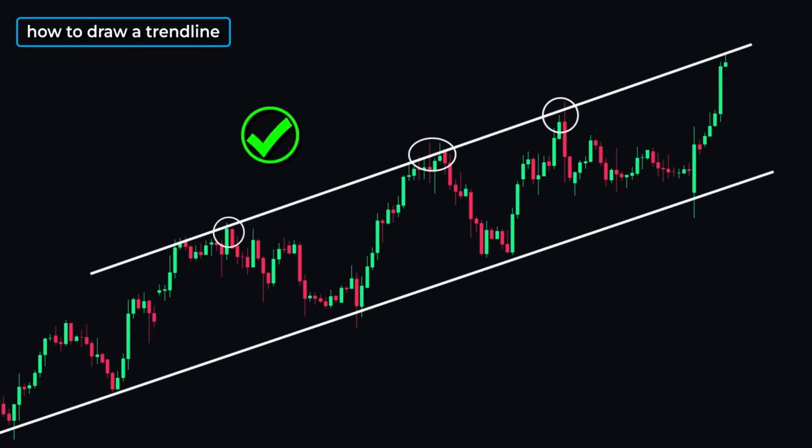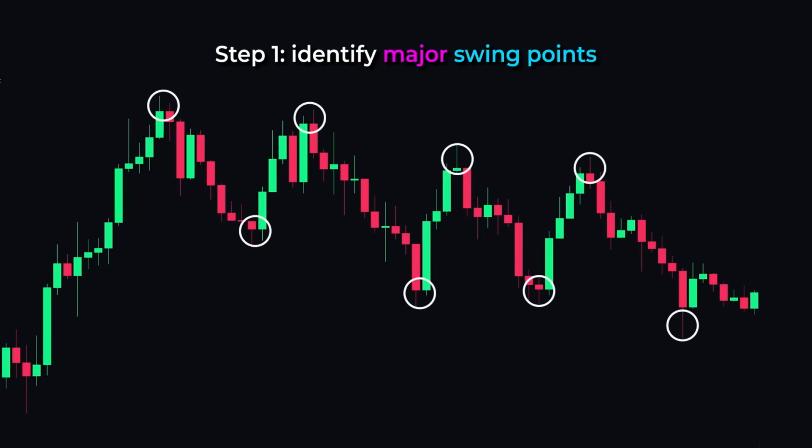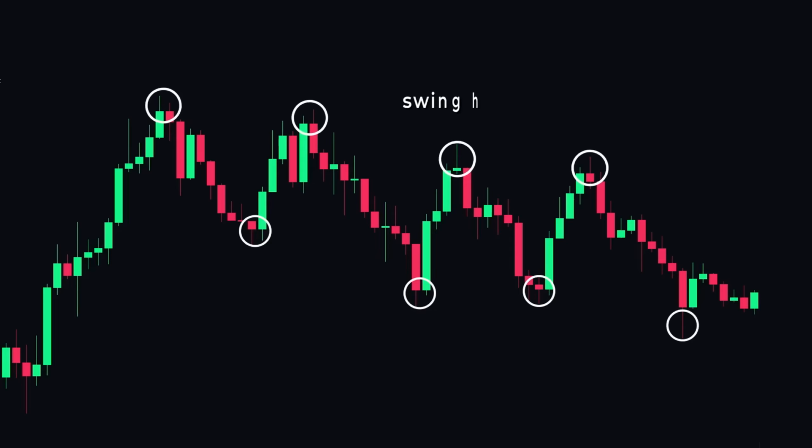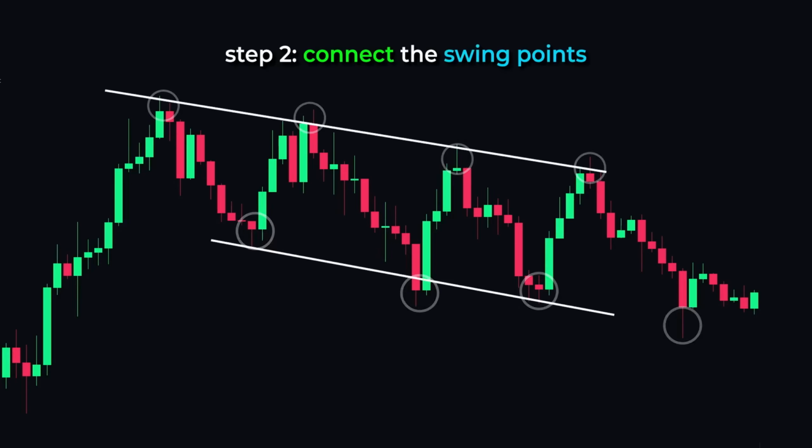Let's look at another example to make this even clearer. Again, the first step is to identify major swing points. And here, we can immediately see multiple obvious swing points. We have multiple swing highs here and multiple swing lows here. Next, we simply draw the trend line by connecting these swing points, so this will be our trend line.